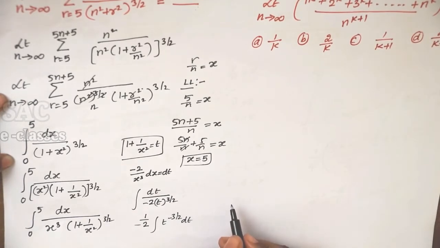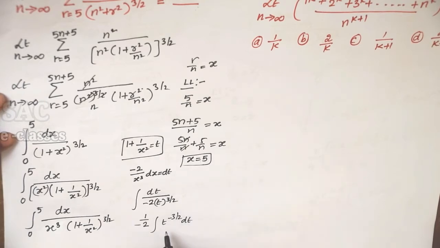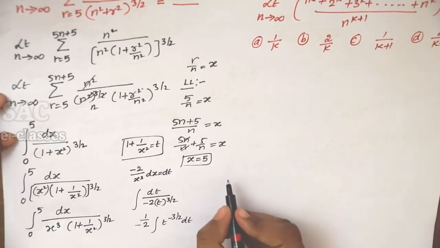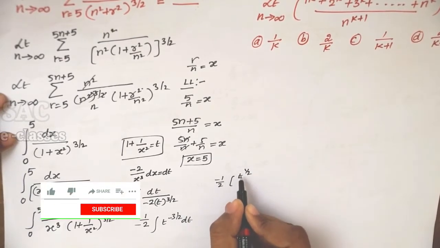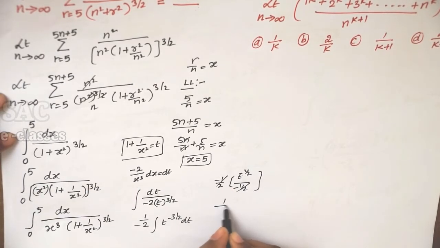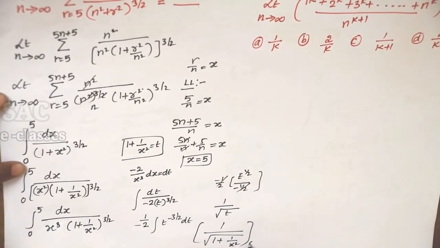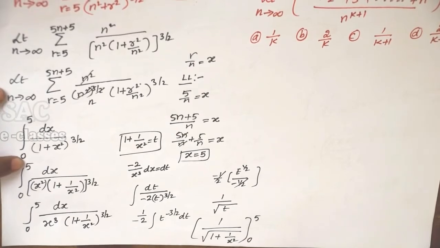Then the integration of minus 1 by 2 into t power minus 3 by 2 dt can be written as minus 1 by 2 t power 1 by 2, that too minus 1 by 2, getting cancelled. So 1 by root over t. 1 by root over t means already we took it as 1 plus 1 by x square. Now apply the limits 5 and 0. You will get the required answer as root 26 by 5 will be the answer.